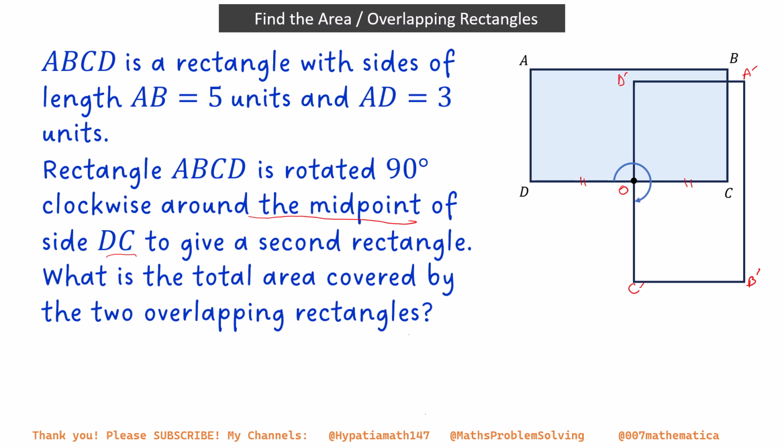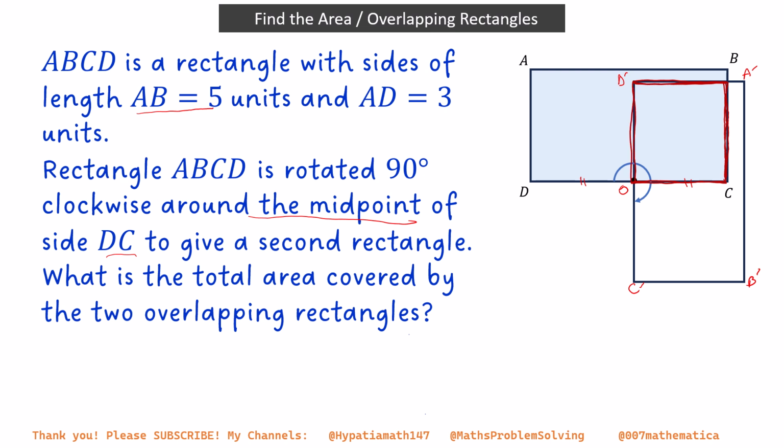So what are the lengths? Now we know AB is 5 units. We are trying to find the length of the side of the overlapped part, the part that is common to the two rectangles. So we need to find this area.